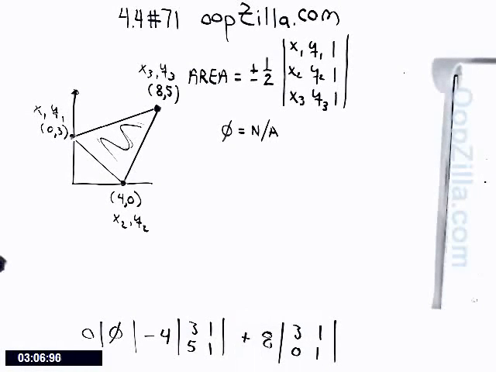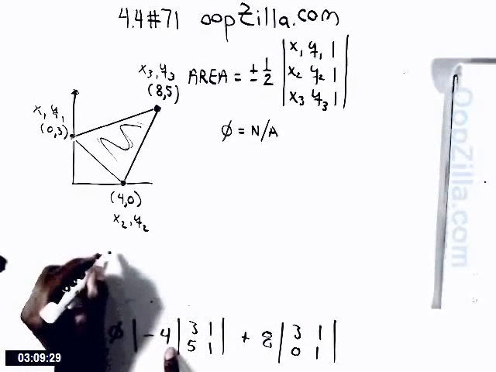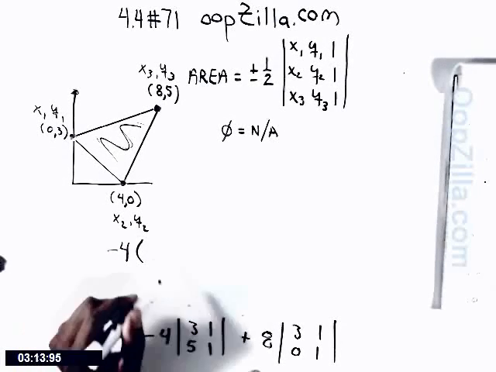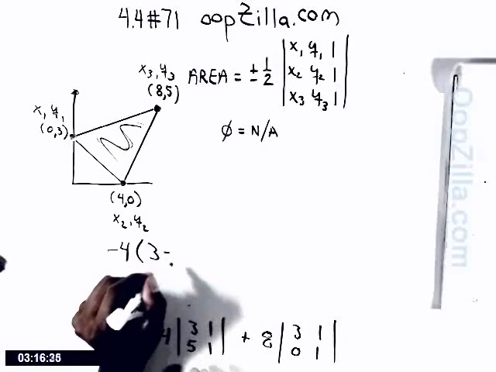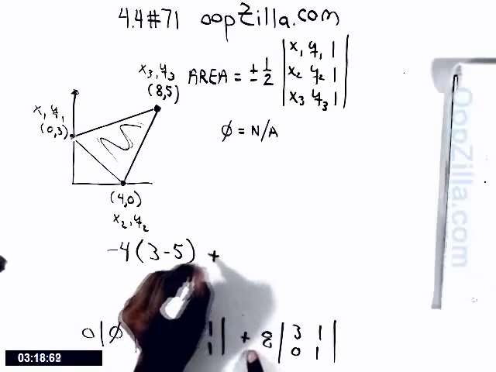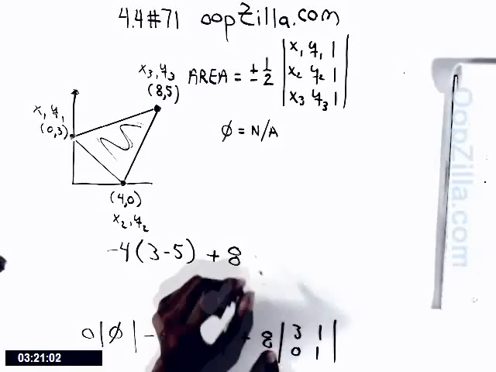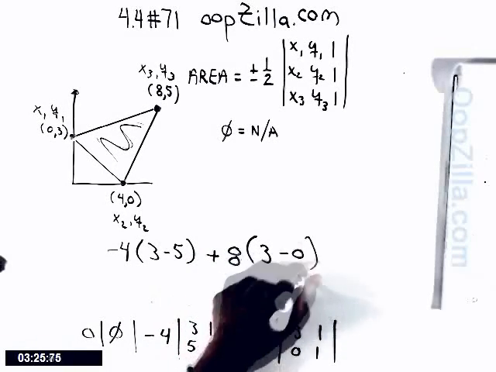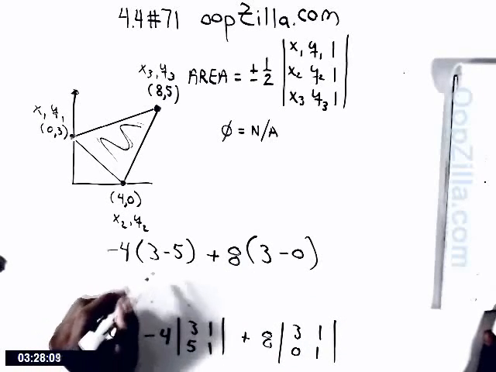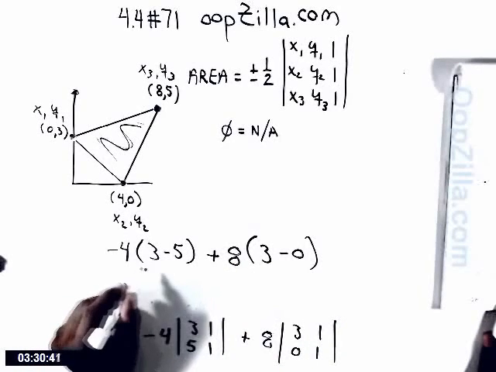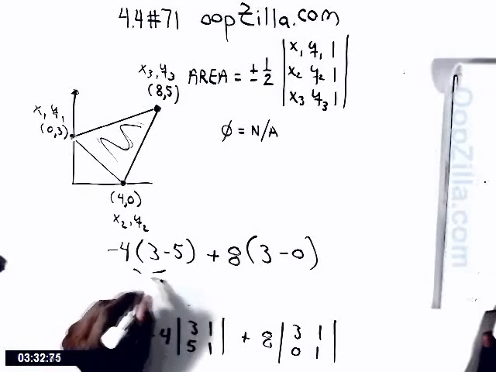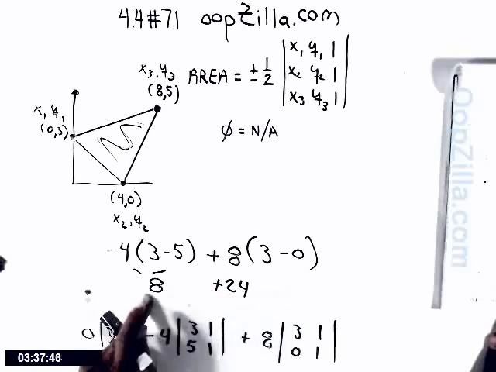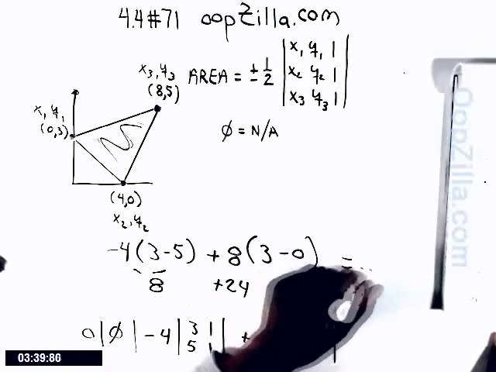Now I'm going to have negative 4 times 3 times 1, which is 3, minus 5 times 1, which is 5, plus my 8 right here, 3 times 1, which is 3, minus a 0. Okay, so now this is going to leave me with, well here, a negative 2, so that's going to leave me an 8 positive. Then I'm going to be left with a 24. Then these two guys get together and they add up to be 32.